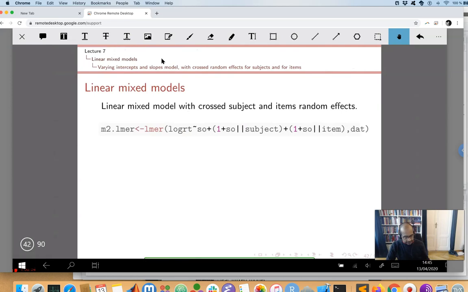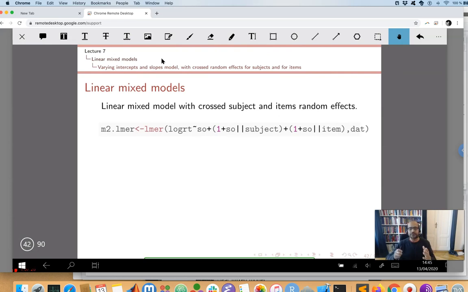Okay, all right, so in order to take into account the fact that I have multiple items, I'm also going to have to now think about the fact that my intercept might differ by item as well. Right, so I might have to have an intercept adjustment by items as well, and similarly I may have to have a slope adjustment by items as well.